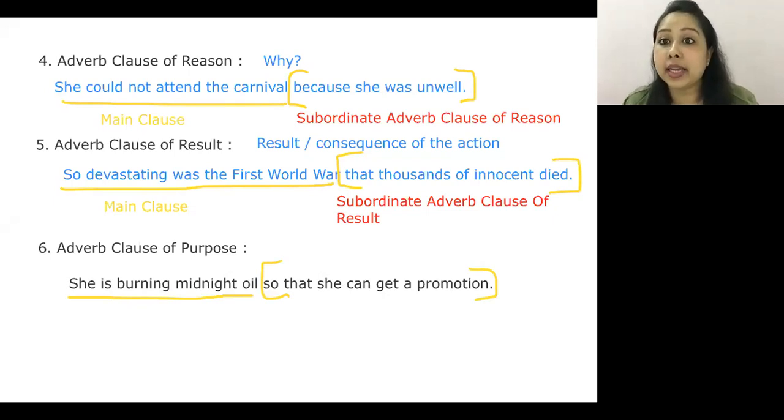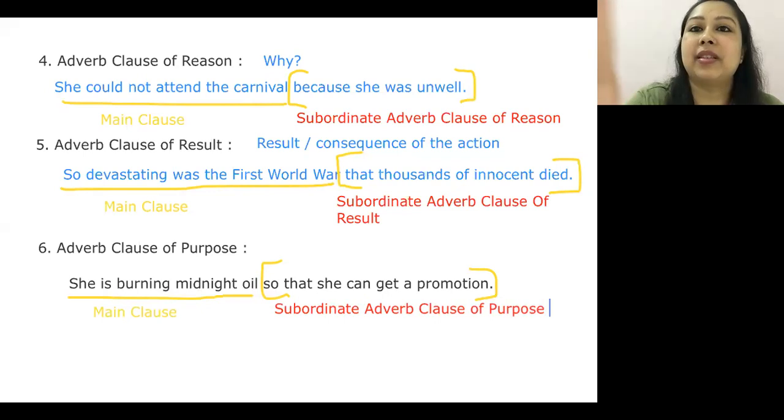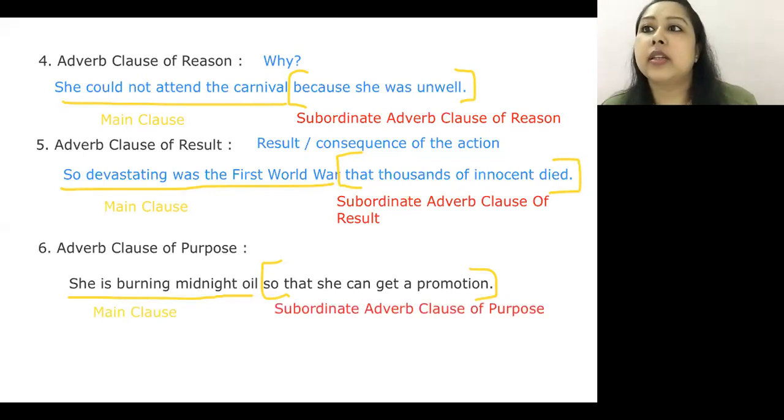Here, though I am asking why is she burning midnight oil, this is not a simple reason. I am doing something in order to achieve something. So this becomes purpose. This distinction needs to be clear for everybody. This is my main clause. And this would be my subordinate adverb clause of purpose. Good enough. Correct, Ojas. Very good.